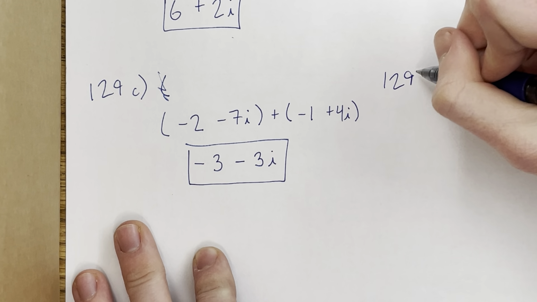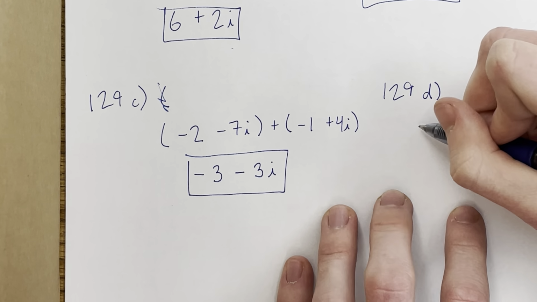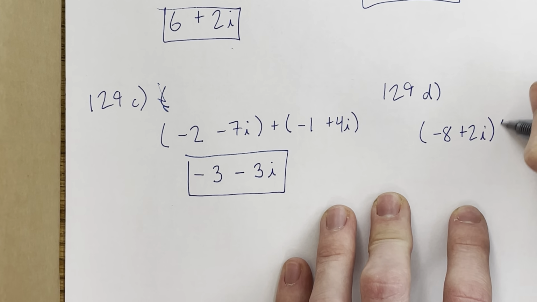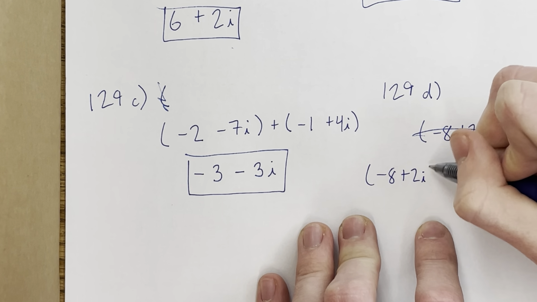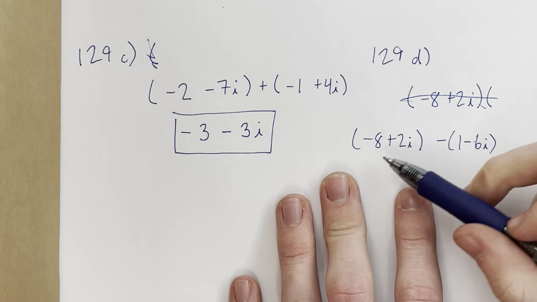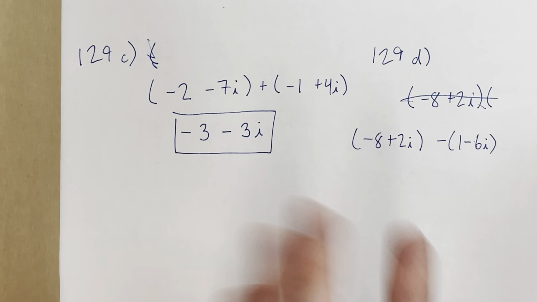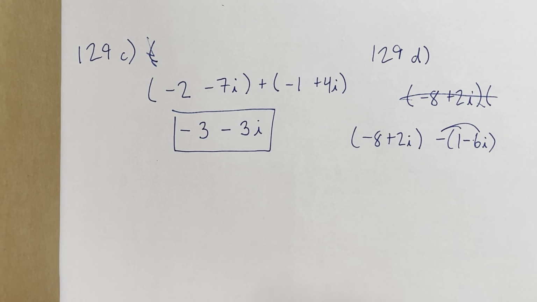Let's do 129D. Here we have -8 plus 2i minus 1 minus 6i. So here, what we do is now we're subtracting by this whole term here. So what we need to do is distribute this negative. It's very important that we remember that. Let's go and get started.